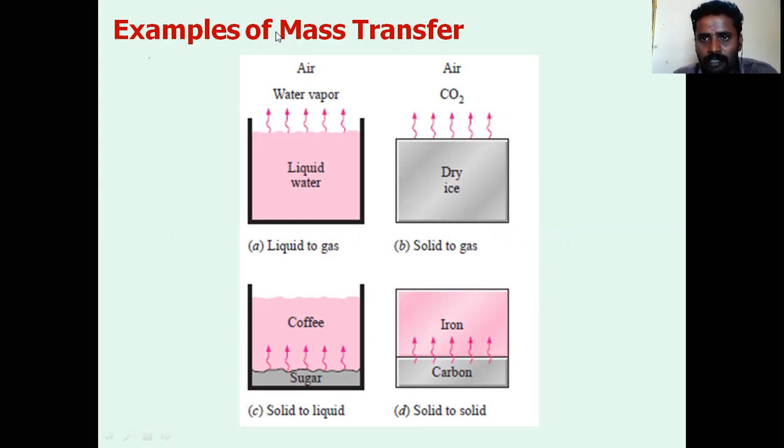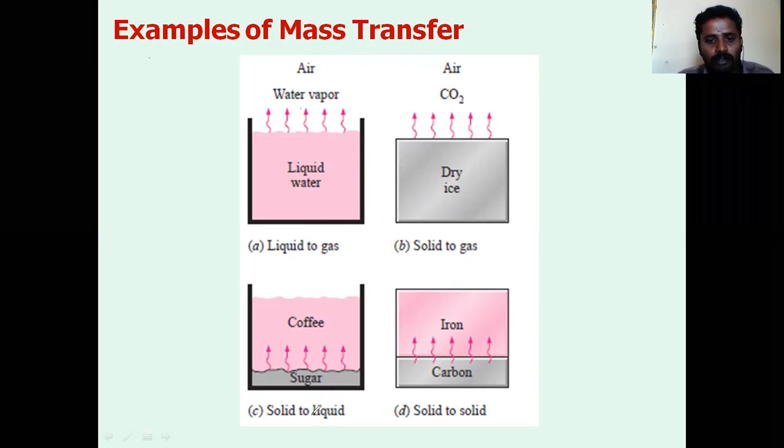These are examples of mass transfer. Here, water vapor: liquid and gas. Liquid water will be evaporated at the heating surface. Solid and gas: dry ice and CO2. Another one is solid to liquid to gas, or solid to gas. The solid is dry ice, and it evaporates to the atmosphere as CO2.